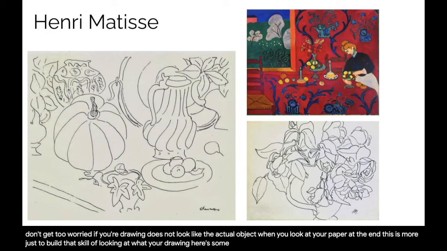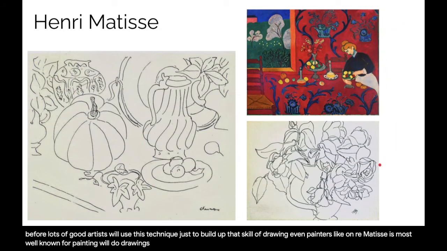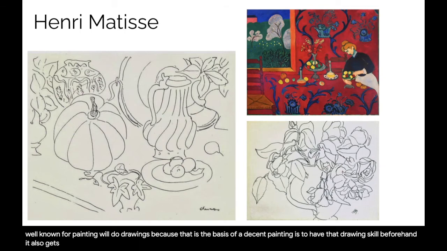Here's some examples of famous artists who have done contour drawings before. Lots of good artists will use this technique just to build up that skill of drawing. Even painters, like Henri Matisse, who's most well known for painting, will do drawings because that is the basis of a decent painting, is to have that drawing skill beforehand. It also gets you warmed up for creating those types of lines and shapes.